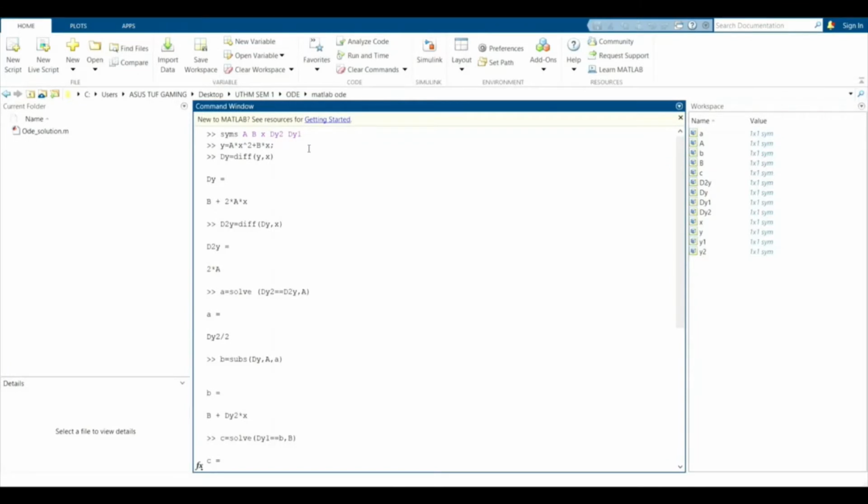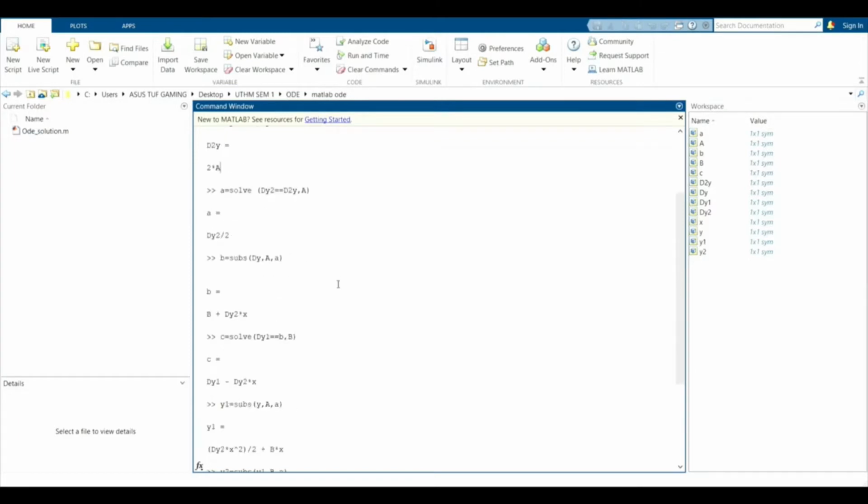To solve question 1a, we use symbols a, b, s, dy2, dy1, and then the given equation. Second, for the steps, we first differentiate and get b plus 2ax. For the second derivative, we get 2a, and we solve the equation for a, then substitute the value of a and solve the equation for the first derivative.